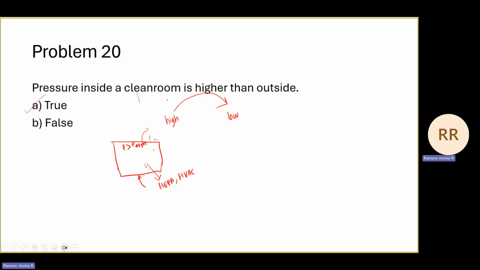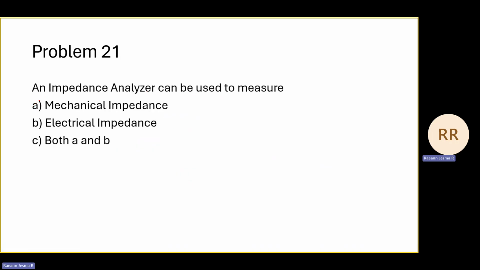Now let us move on to the next problem, problem 21. An impedance analyzer can be used to measure: option A, mechanical impedance; B, electrical impedance; C, both A and B. Which is the correct answer? This is an impedance analyzer, and we saw that we had one virtual bench, which has an impedance analyzer and so on. The correct answer is option B, electrical impedance.